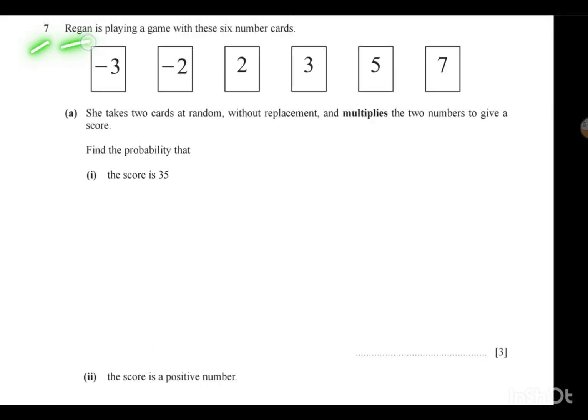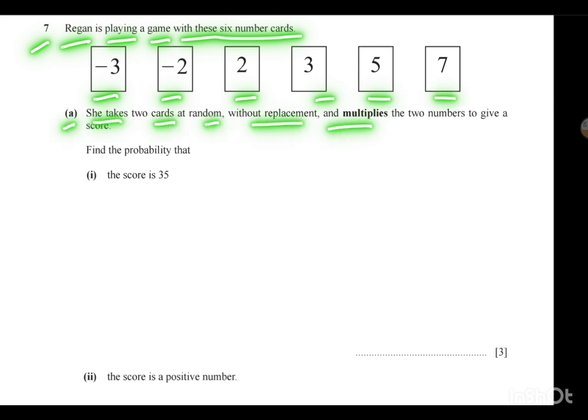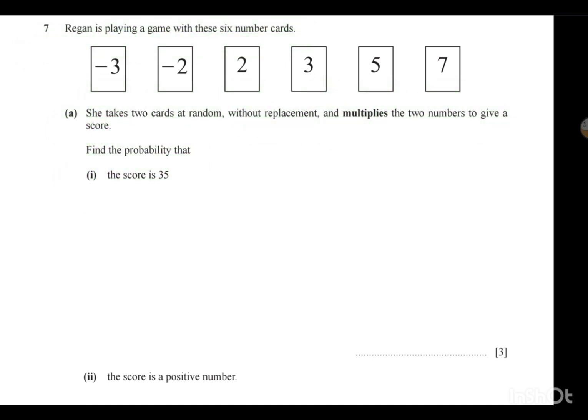Question 7. Regan is playing a game with these 6 number cards: -3, -2, 2, 3, 5, 7. A. She takes 2 cards at random without replacement and multiplies the 2 numbers to give a score. Find the probability that the score is 35. Question 1 asks about the score 35.